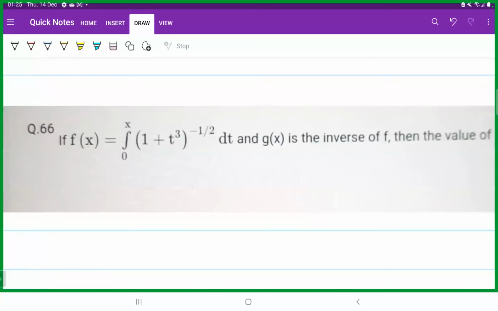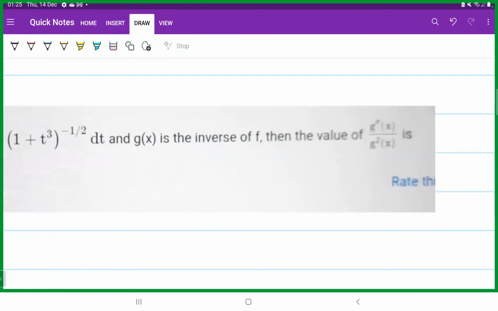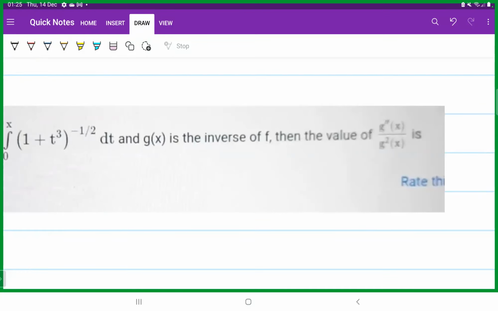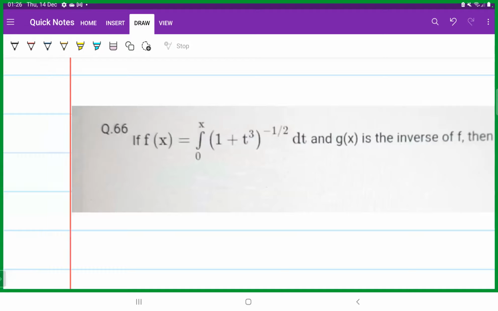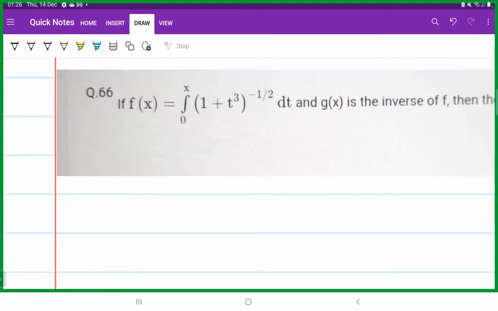Hello everyone. So we have got a good question from the topic of differential calculus. In case this question is not very clear to you, let me write this because it's slightly hazy.